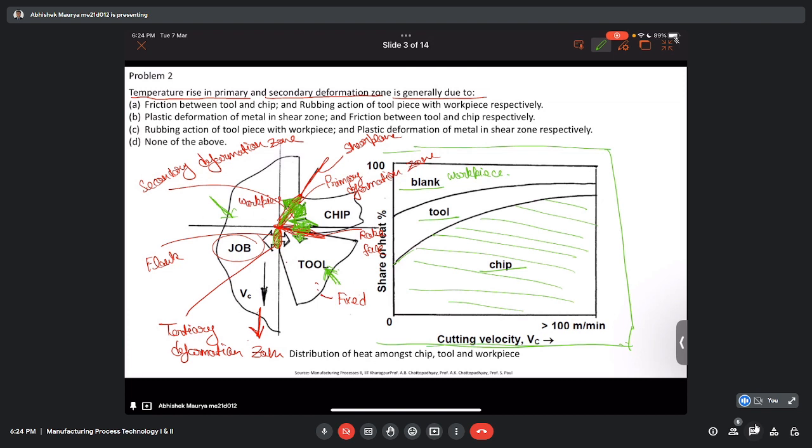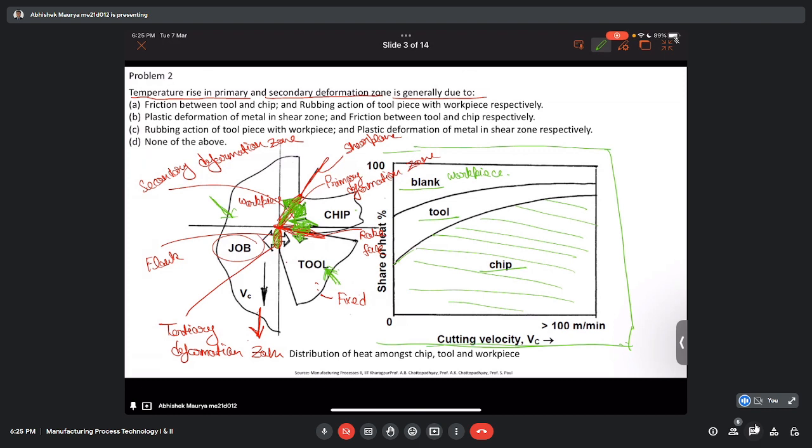the chips. And in fact, that is good for us, because whatever chip is generated, we are going to throw it off. So it is good that the majority of the heat which is generated is automatically taken away by the chip, because the heat has different detrimental effects on the tool as well as the workpiece.